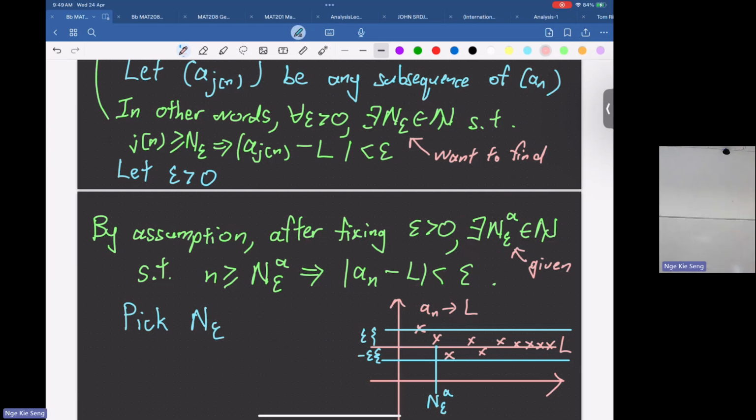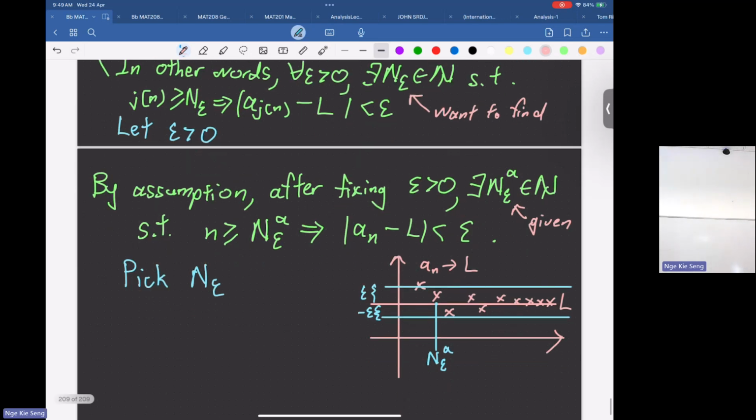Just take the same number. Does it work or not? If I just take the same number, does it work? You believe it does, but you need to prove it. Because you're an analyst, you cannot just believe.